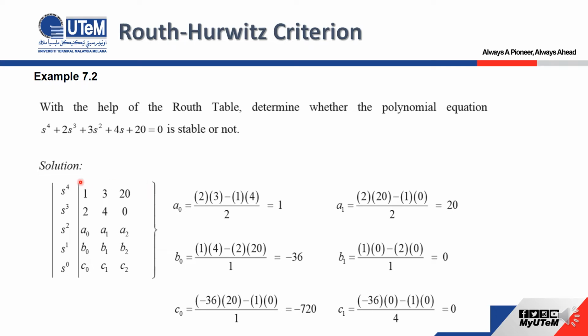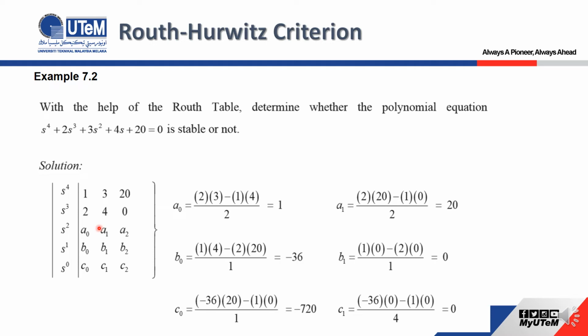For the first row, we take the odd coefficients from this equation. The odd coefficients are 1, 3, and 20, so we put 1, 3, and 20 in the first row. For the second row, we take the even coefficients of this equation. The even coefficients are 2, 4, and 0, because there is no coefficient after 20, we put 0. So this row is 2, 4, and 0.